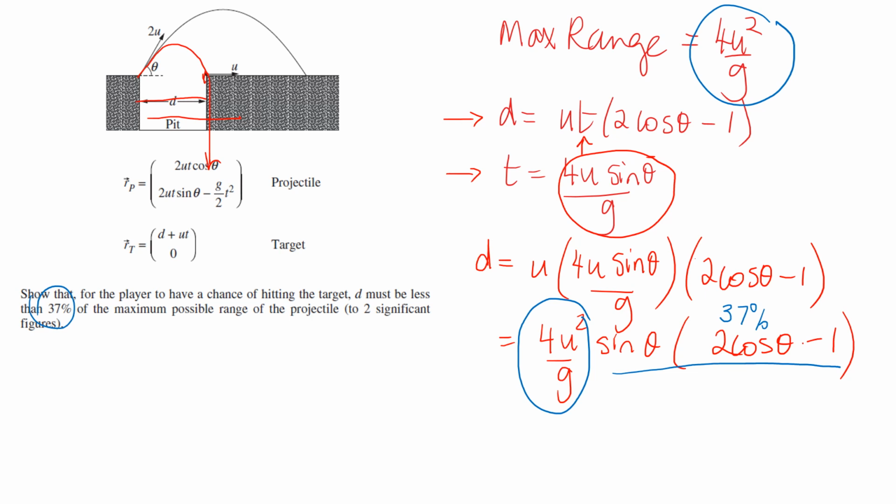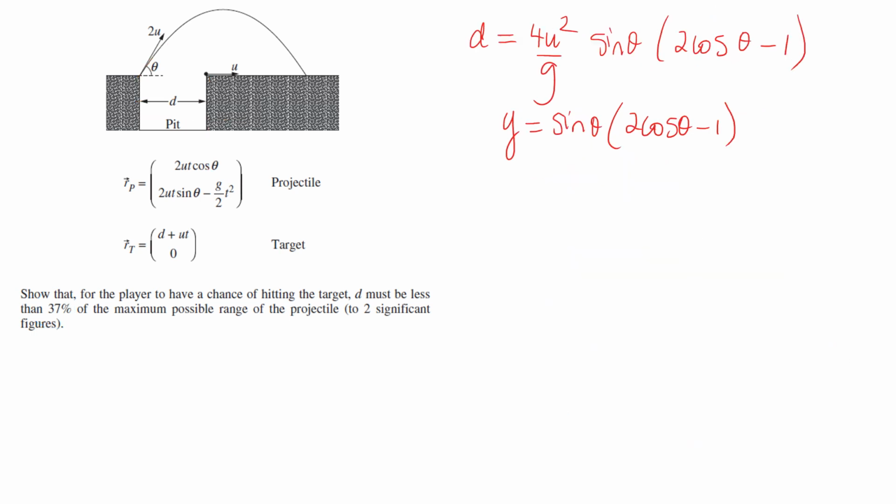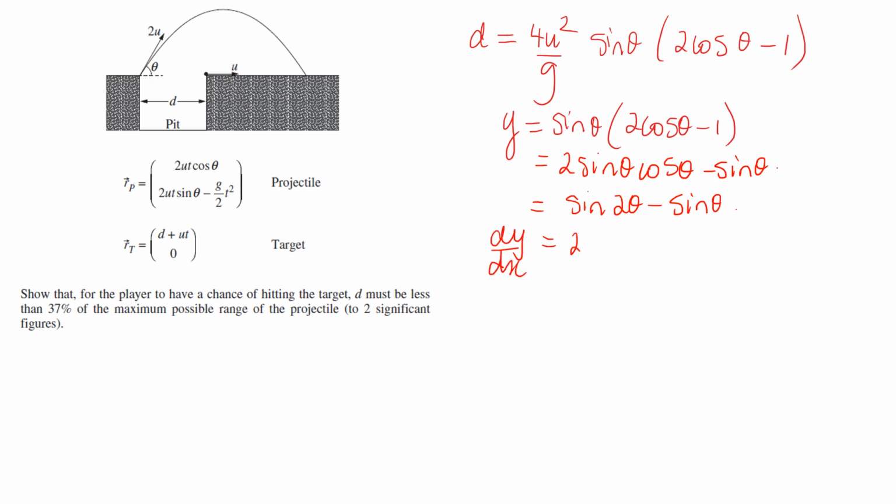So what we're going to do is maximize y is equal to sine theta, 2 cos theta, take away 1. So expanding, we get 2 sine theta cos theta, take away sine theta, which is equal to sine 2 theta, take away sine theta. And differentiating, dy dx is equal to 2 cos 2 theta take cos theta. And we want this to be equal to 0 so we can find the maximum that it's going to be.